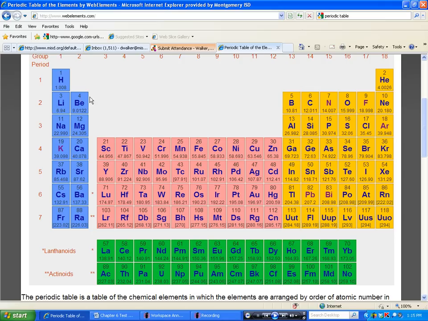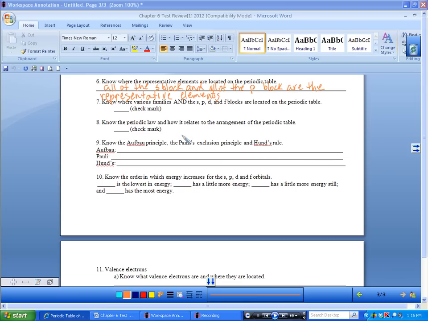Okay, this group is the S. Here's the P's over here. Helium is not a P. Helium belongs to S, but they slide it over here to make it look nice and neat, plus it acts like a noble gas. Here's the D's for daisy, and here's the F for fancy. Okay? All right. Check mark because we did that.